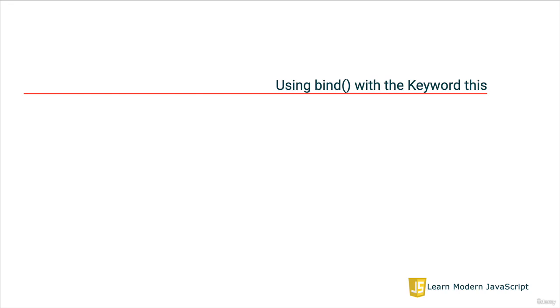Now bind is quite a bit different from call and apply, but it still allows us to establish the object referenced by the keyword this. As call and apply would invoke the function immediately, bind actually returns a function, and then we have to invoke that function in a separate statement.